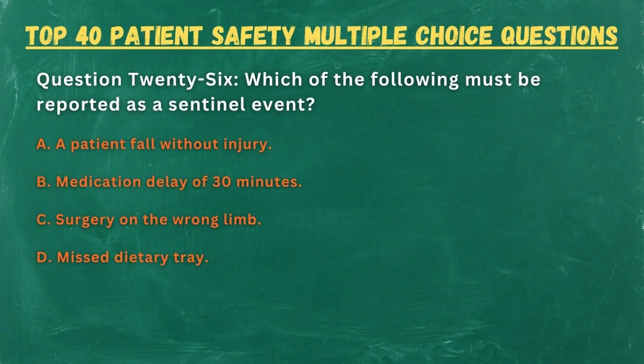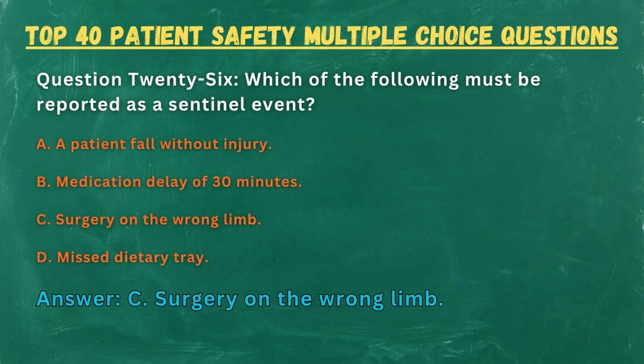Question 26. Which of the following must be reported as a sentinel event? A. A patient fall without injury. B. Medication delay of 30 minutes. C. Surgery on the wrong limb. D. Missed dietary tray. Answer: C. Surgery on the wrong limb.